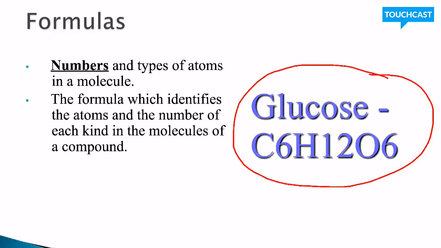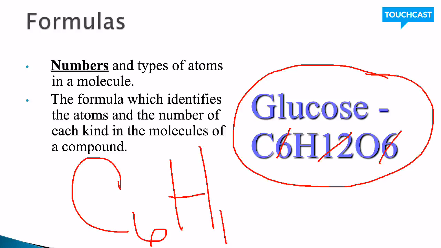Now, this one's not written 100% well. These big numbers here actually should be a little bit smaller, but I mean, can't trust everything you find on the internet. It should look like this. Capital C with a small 6, capital H with a small 12, capital O with a small 6. That's really what it should look like, but this is a chemical formula.